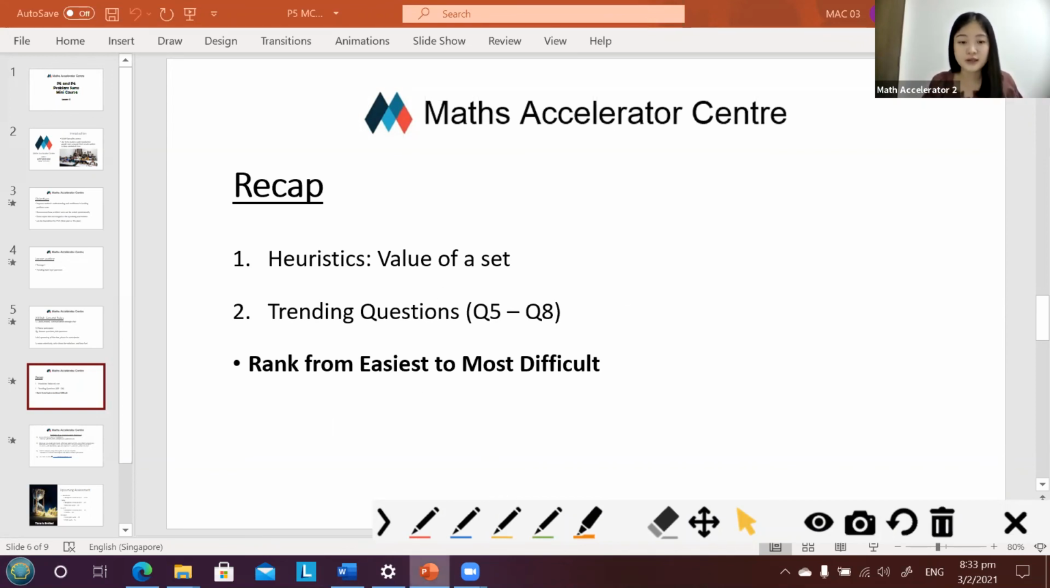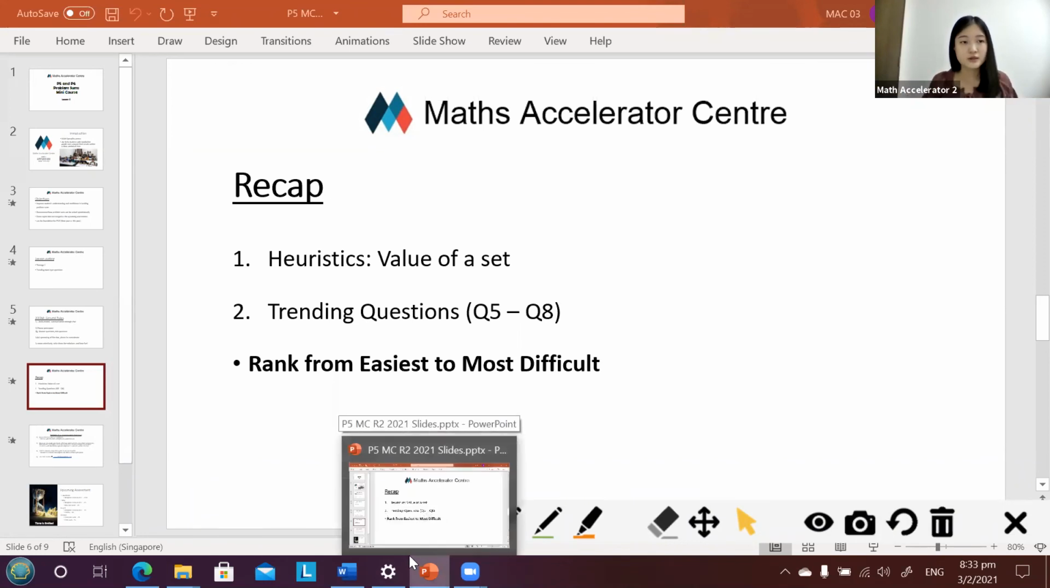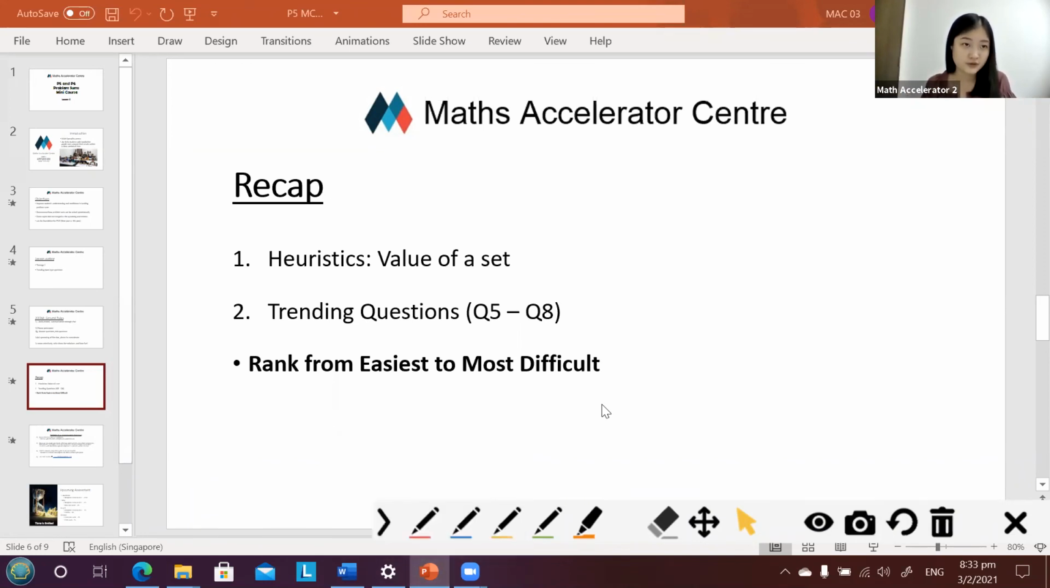So can you rank them? You can go back to your worksheet. Which one do you find most difficult? Very easy. Because I teach you, that's why it's easy, right? 8 and 7. So you just tell me which one is most difficult. Is value of a set difficult? Oh, very easy. Okay, 8 is difficult. Maybe 7.